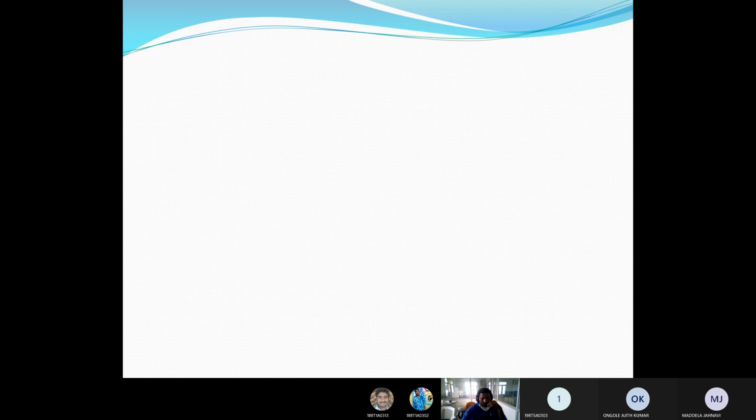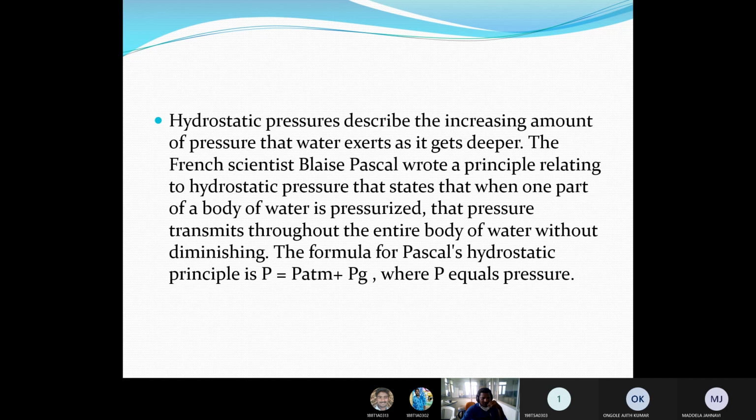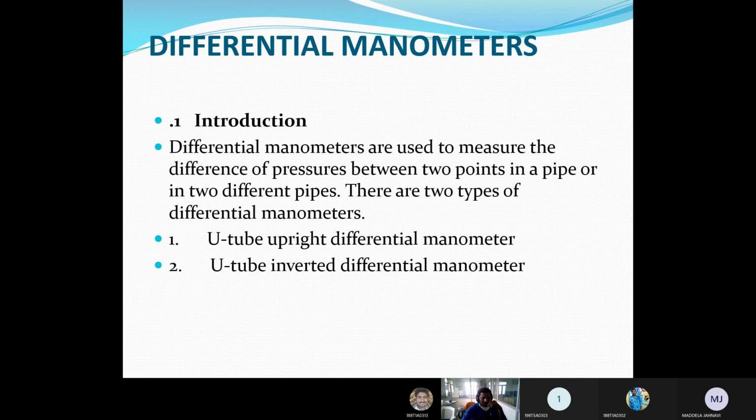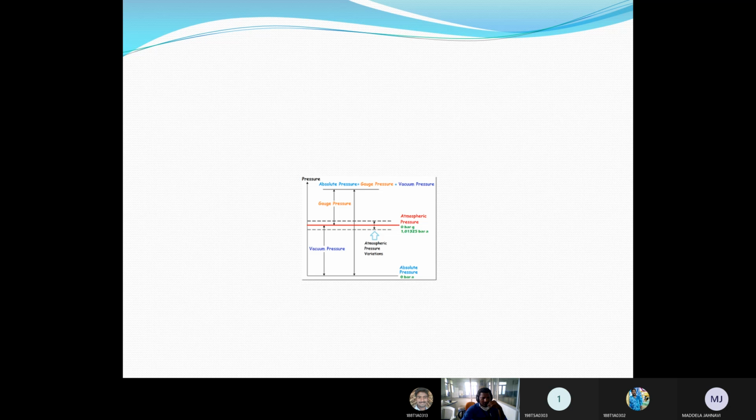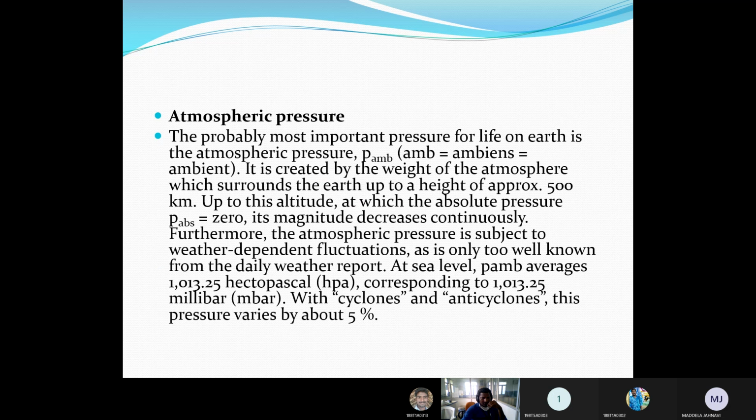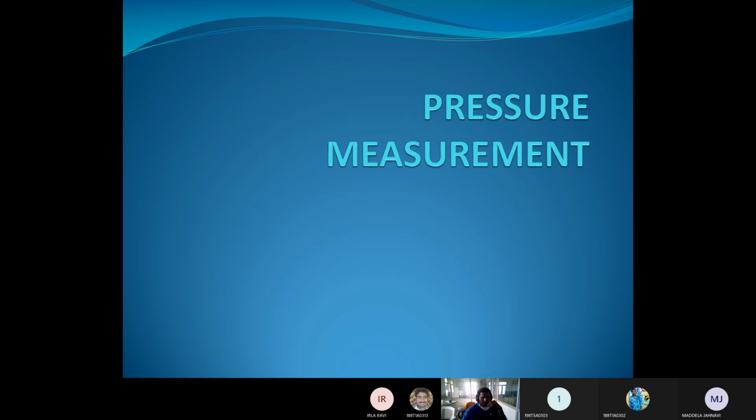Okay, before closing the session, once again we will go through all these and recall them. Pressure measurement.